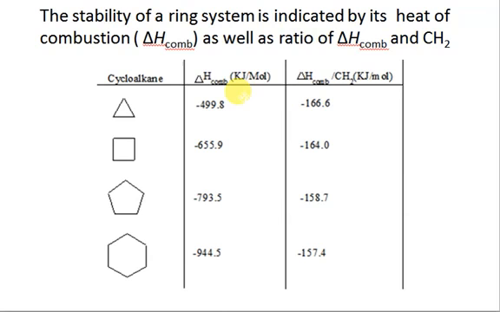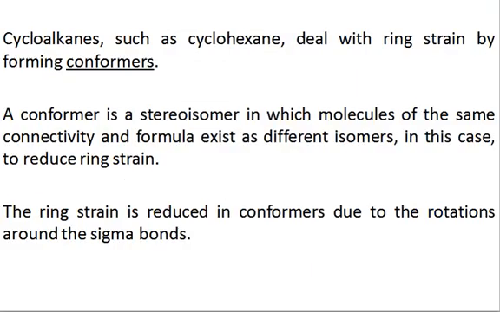So as the ring becomes larger in size, the heat of combustion is decreasing, right? Because the system is becoming more stable. High heat of combustion indicates higher potential energy, and higher potential energy indicates higher instability, right? So the major cause of instability of cyclopropane and cyclobutane is the angle strain, because of which the rings are squeezed to a smaller angle, right?